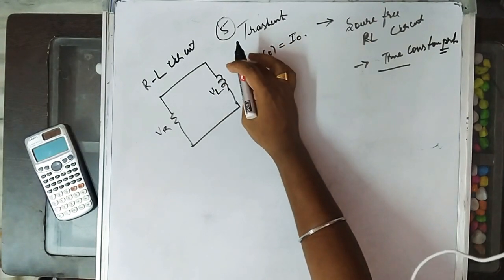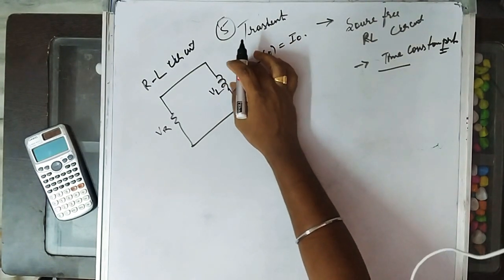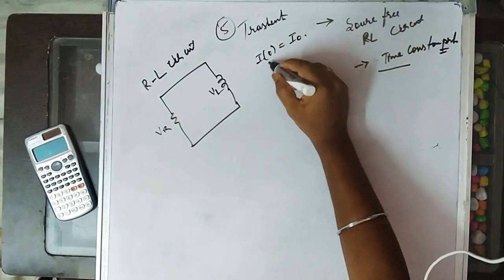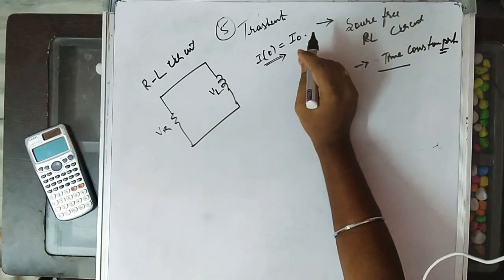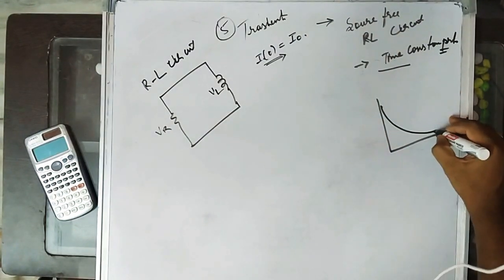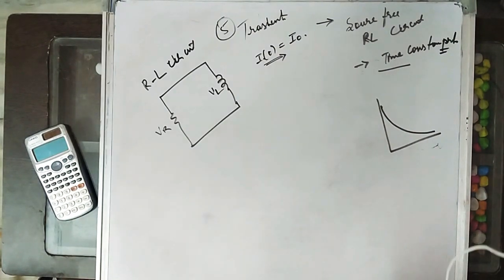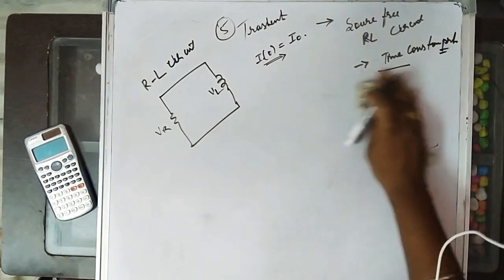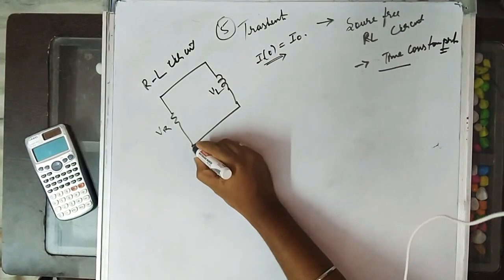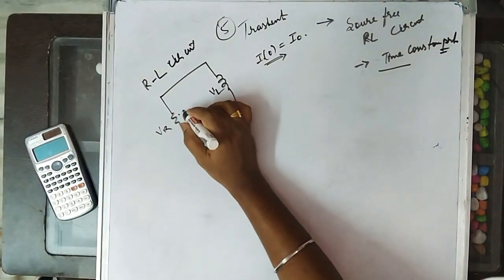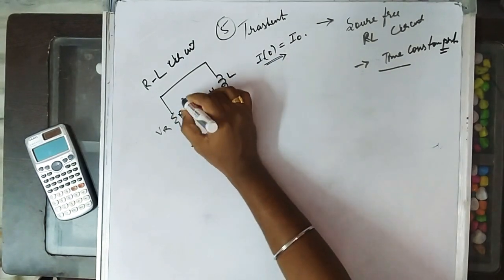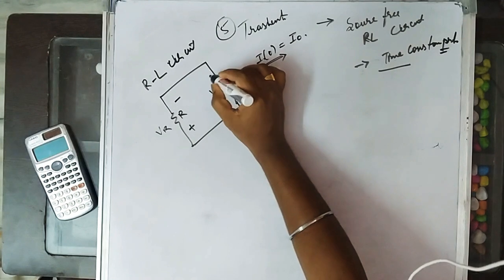Whatever energy is stored in the inductor, it is delivering to the resistor. So the initial current I naught is decaying here. That means in an RC circuit the voltage is decaying, but in an RL circuit the current will be decaying. The stored current will decay in the RL circuit. So this is the R value, and this is having L. So we take the terminals.